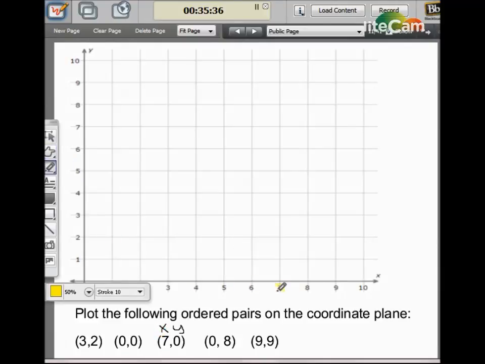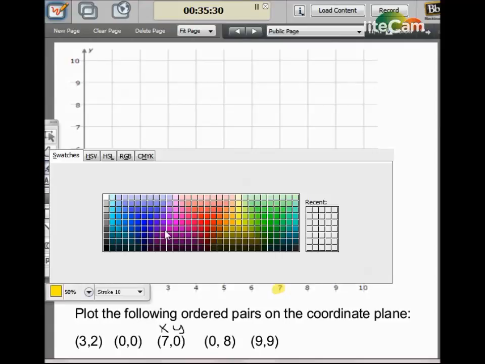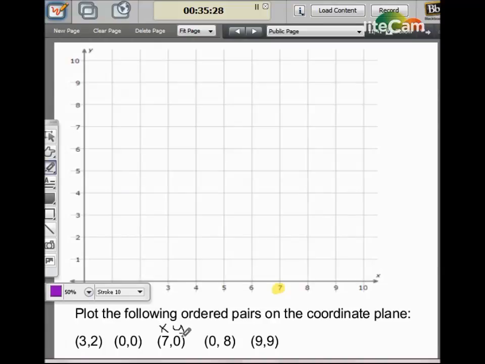And I don't have to make this point, but I'm just showing it to you so you know where to start. And then my other point is at 0 on the y-line. So where 0 and 7 meet would be right at 7. So that is the point right there, 7, 0.